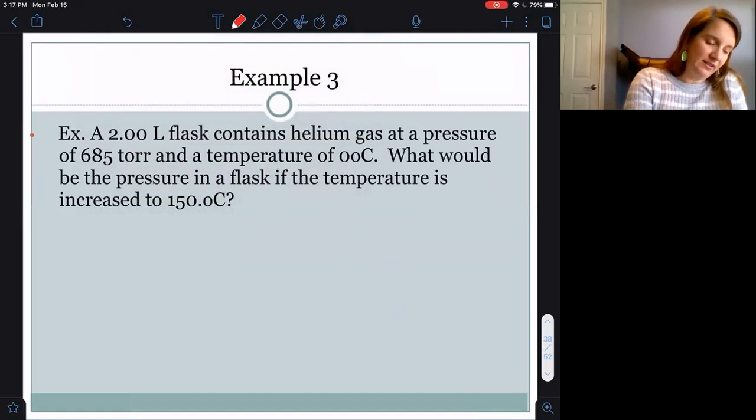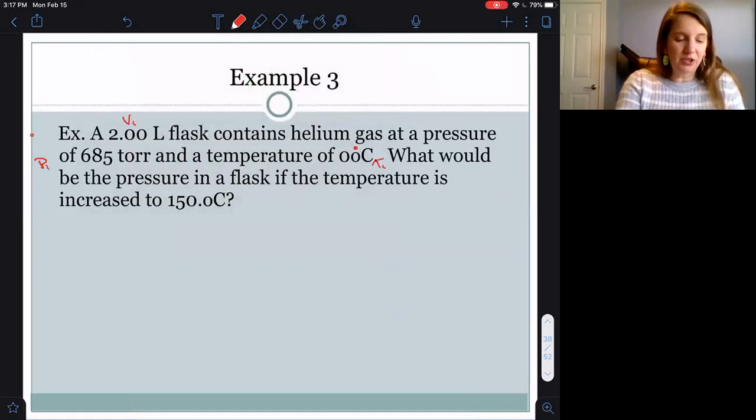A 2-liter flask, so that's a volume, contains helium gas at a pressure of P1 and a temperature of 0 degrees, T1. What would the pressure be? So we're looking for P2 in the flask if the temperature is increased to 150 degrees Celsius.